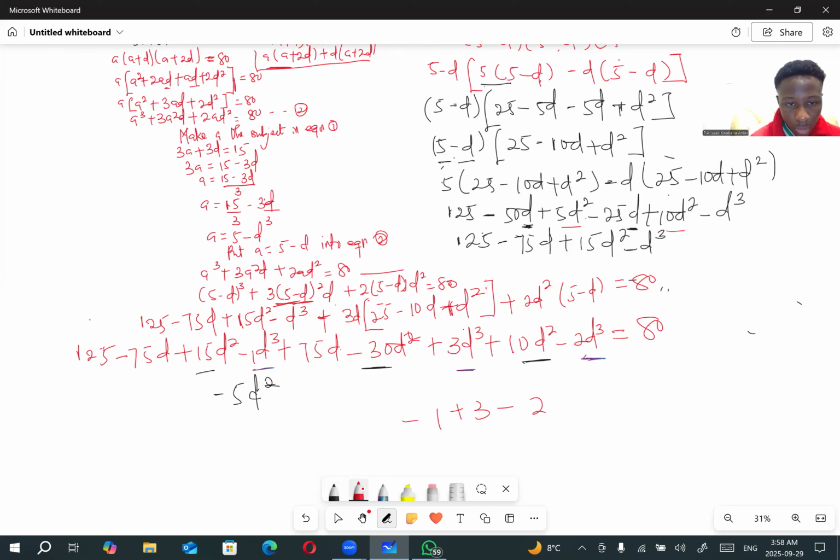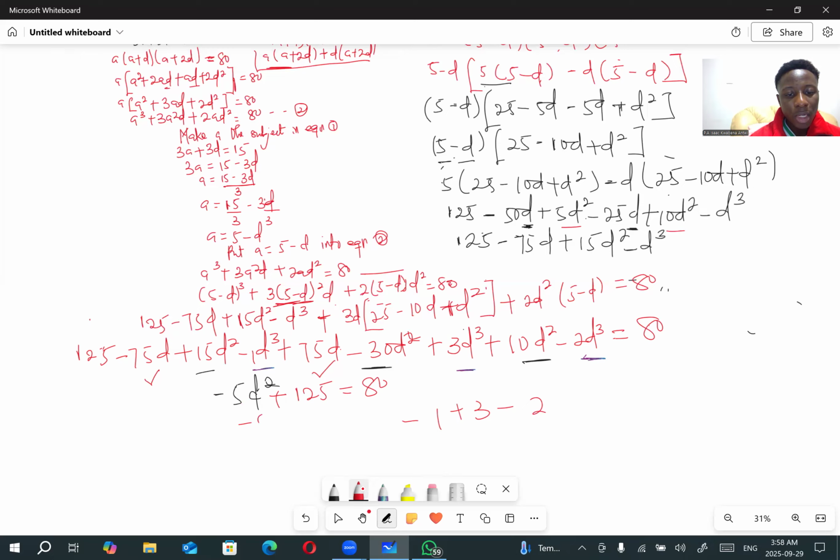Let's come to d. So this is d, this is d. Is there any d again? I think we are done. Let's deal with them. -75 plus 75 is also nothing. -75 plus 75 is 0, and 0d is 0. Let's come to numbers. The number left is 125, right? So it's positive, so plus 125 is equal to 80.